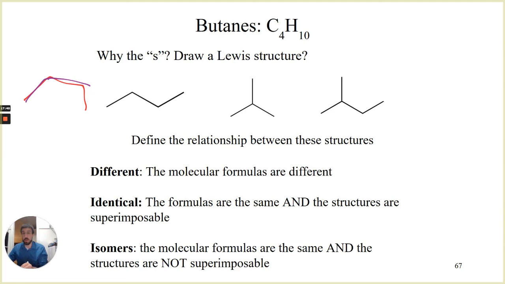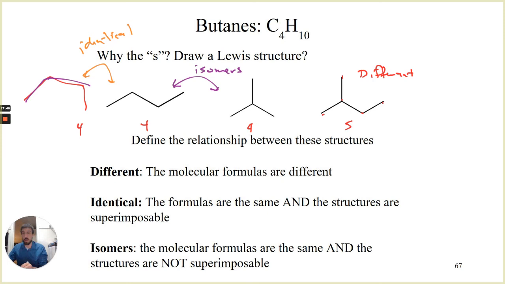Okay? The last kind of category we're going to drop in there is isomers. Okay? The molecular formulas are the same, and the structures are not superimposable. So if we were going to look at this one, it is different from the others because it has 5 carbons. 4, 4, and 4. These two are identical because with a sigma bond rotation, they superimpose, and then these two are now isomers of each other, okay? Because they have the same formula, but they're not superimposable. There's nothing I can do to rotate them, okay?